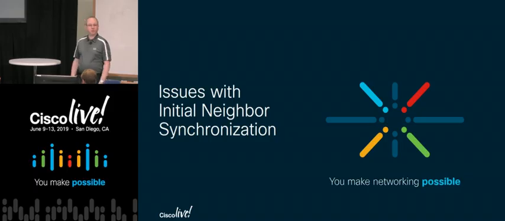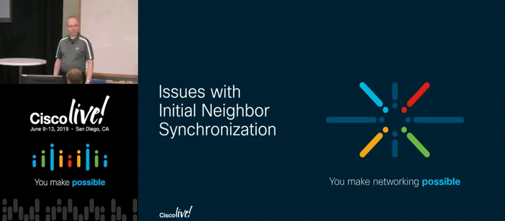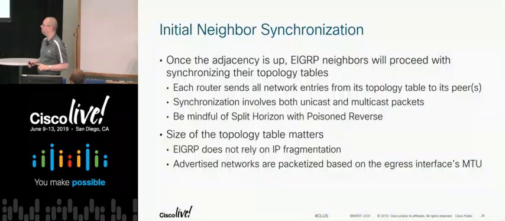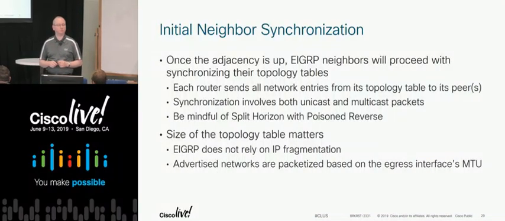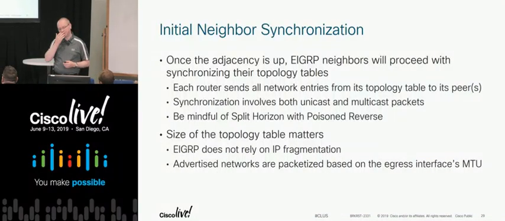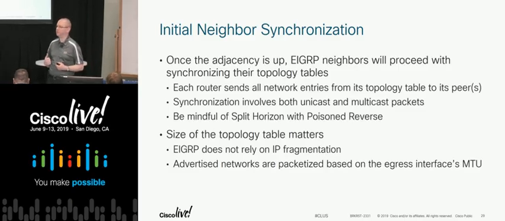Let's see about the initial neighbor synchronization, what can go wrong. So let's assume that we have the neighbors coming up and running. They're fine, they're good, but something goes wrong. What happens is that once EIGRP comes up between the two neighbors, they try to send all the best routes they know in the topology table to each other. Now, be mindful that if you check the topology table later, we actually use split horizon, and we advertise routes toward our own next hops as unreachable.